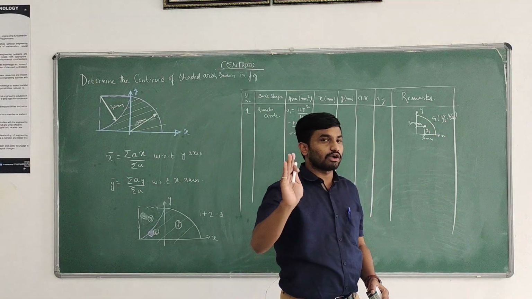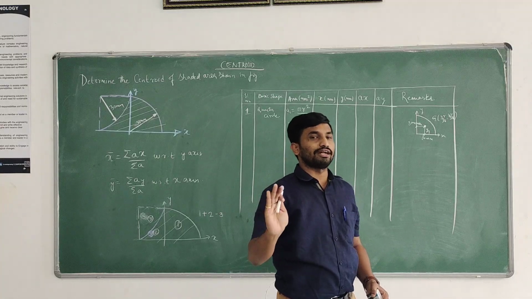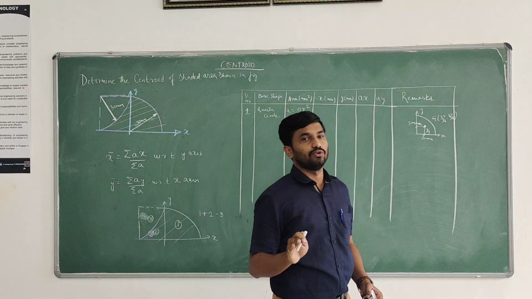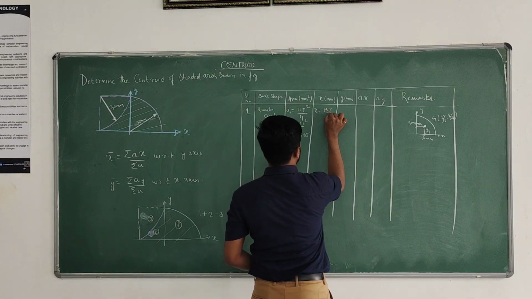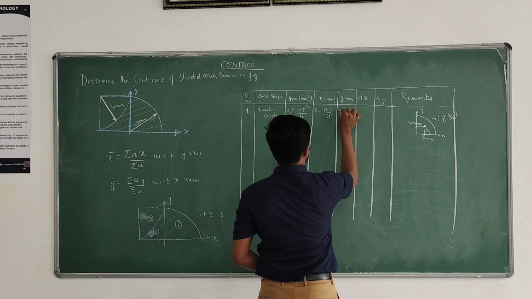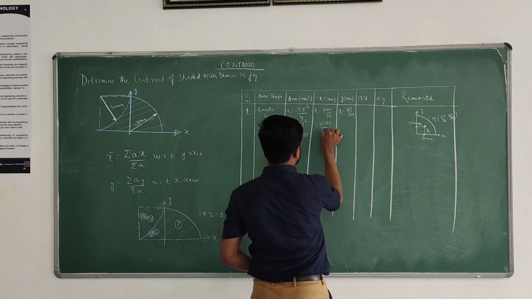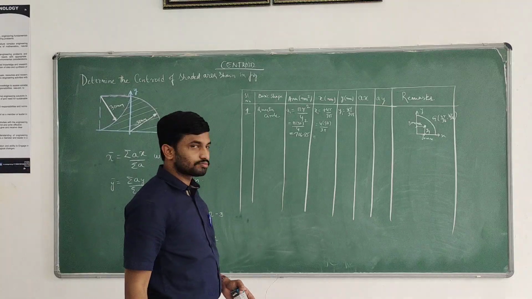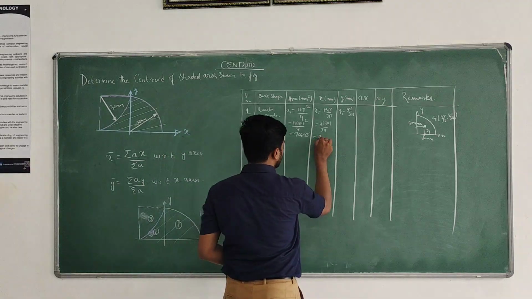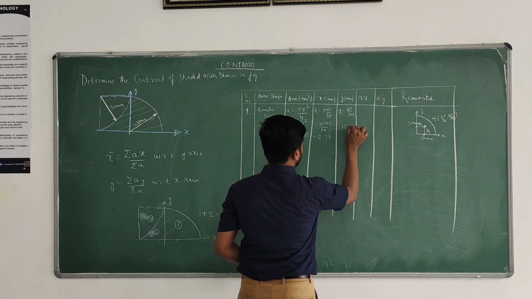When you are observing quadrant, we must concentrate on the quadrantal sign. In the first quadrant, both x and y are positive. Therefore, x1 equals plus 4r by 3 pi and y1 equals plus 4r by 3 pi. Therefore, 4 into radius 30 divided by 3 pi. So, what is the value? 4 into 30 divided by 3 pi is 12.73 mm. Here also 12.73 mm.